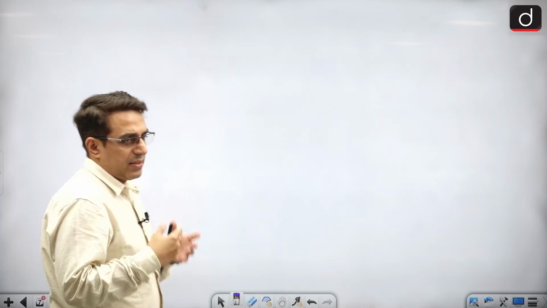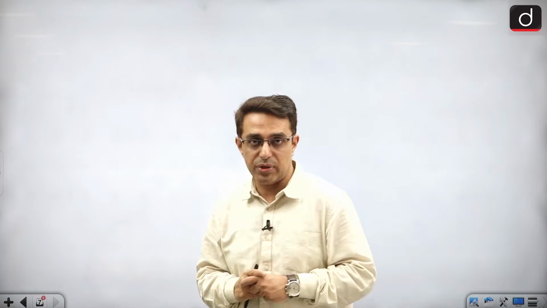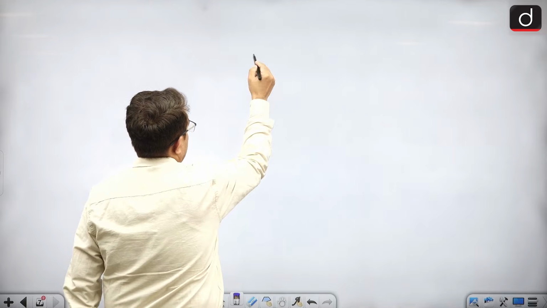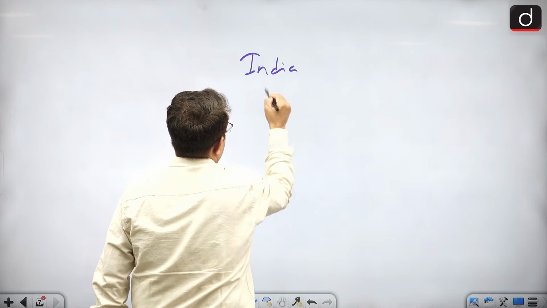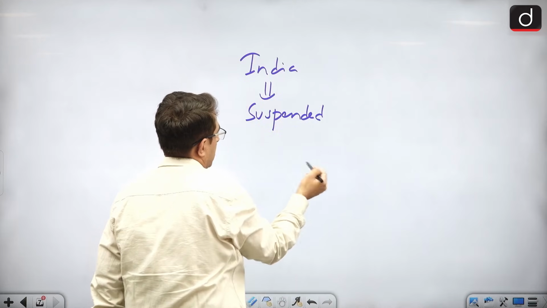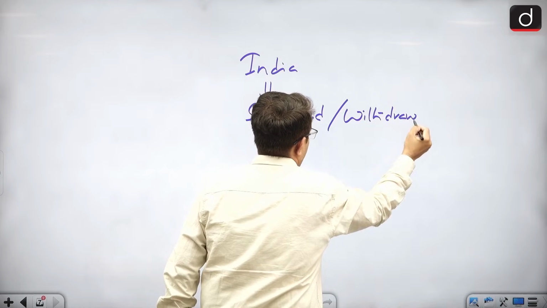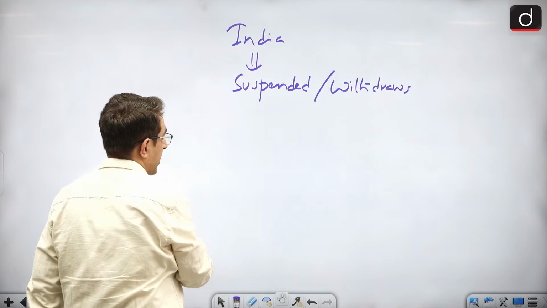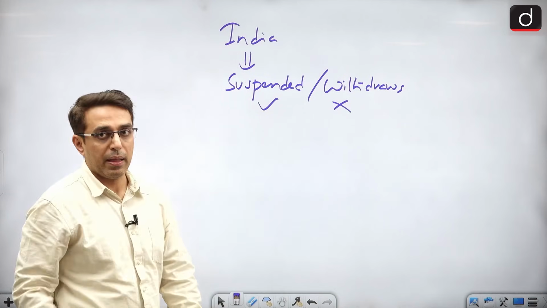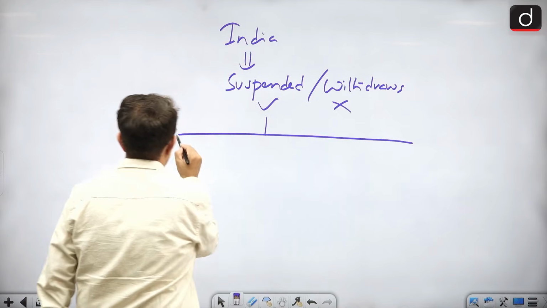Now India has decided not to withdraw, but to suspend the treaty. So what are the implications of that? If India has suspended the treaty, but in case India takes a strong step and maybe withdraws from the treaty, India has not withdrawn, India has just suspended. But in case India does it, what can be the pros and cons?